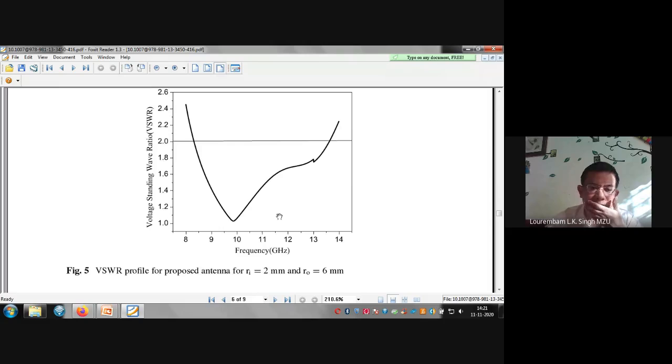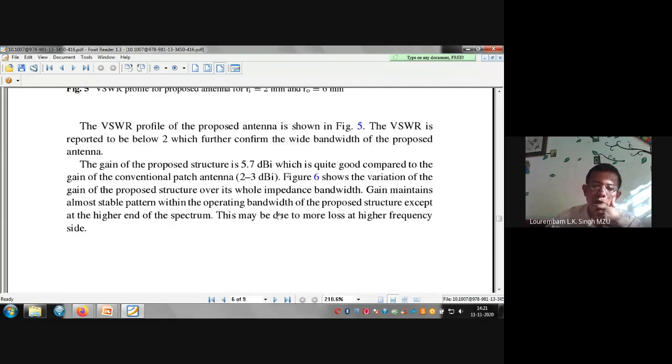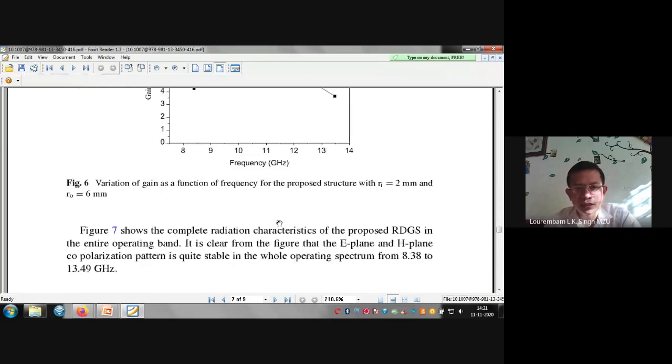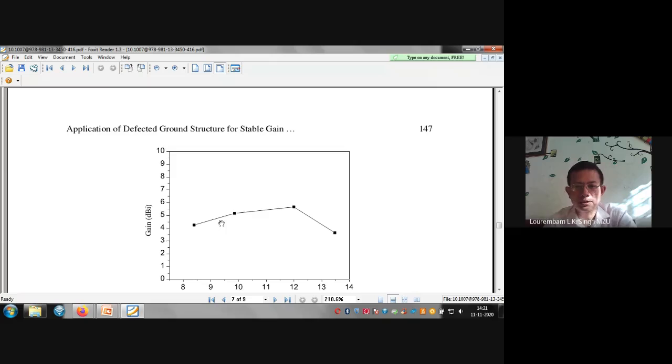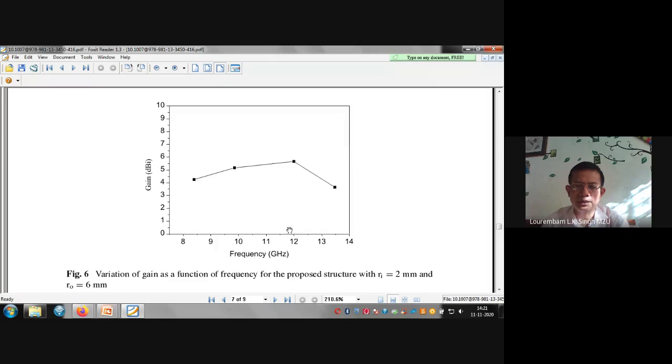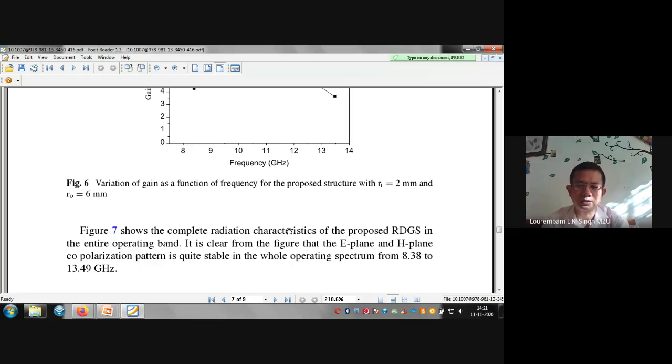This is the defected ground plane in a different way of approaching. Over here the gains are also quite stable. There are no large variations observed. Like in the previous case, the gain was going from around 10 and lowering to a certain level. But this is quite stable. The variations are between around 4 to 5.5, something like that. Okay, so it is quite stable.